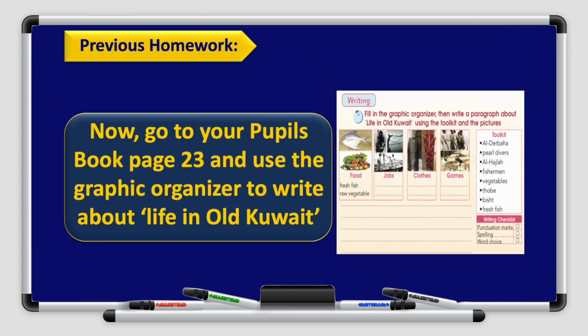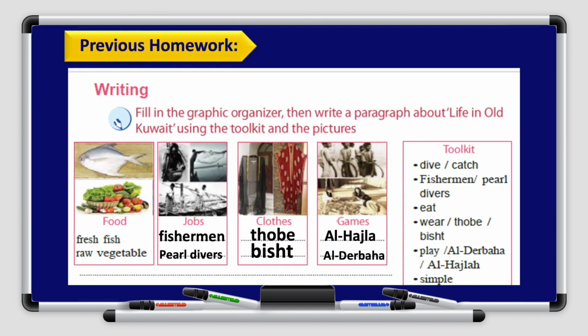Now, let's look at our previous homework on page 23, where you had to use the graphic organizer to write about life in old Kuwait. Alright, let's check our answers together. Let's look at the graphic organizer.